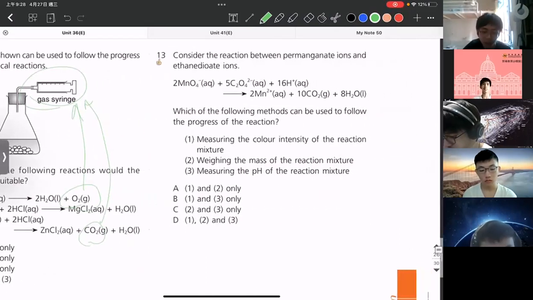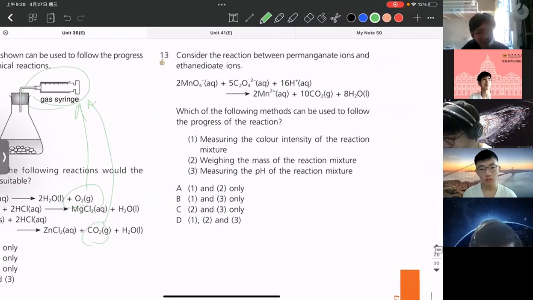Final question, number 13. I'll give you another chance.